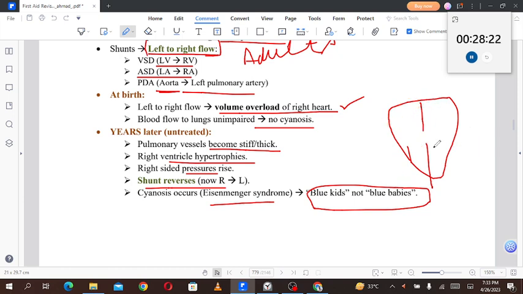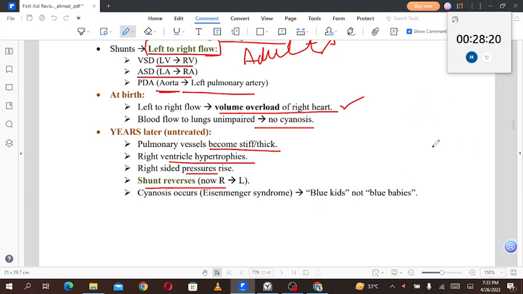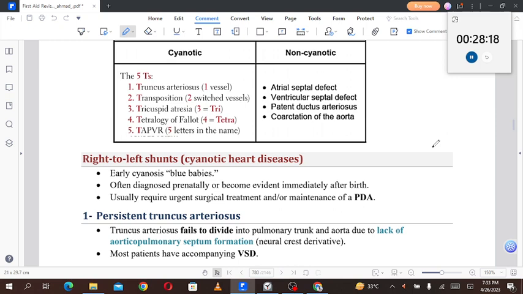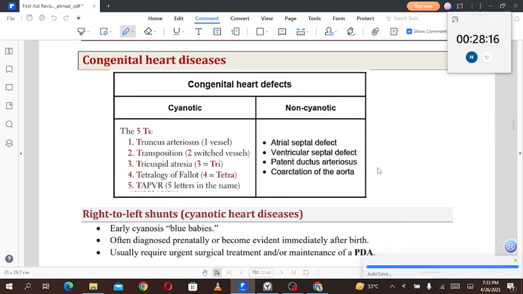Now moving forward to the next thing, congenital heart diseases. Congenital heart diseases can either be cyanotic or non-cyanotic. The cyanotic are the 5 T's: truncus arteriosus, transposition, which is two switched vessels, tricuspid atresia, tetralogy of Fallot, and TAPVR, that is total anomalous pulmonary venous return. We'll see all of them one by one when we do the pathology section.